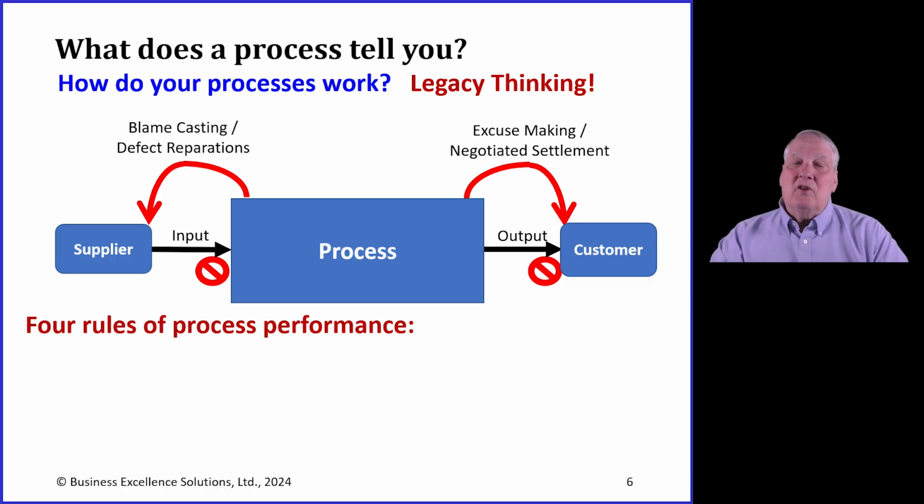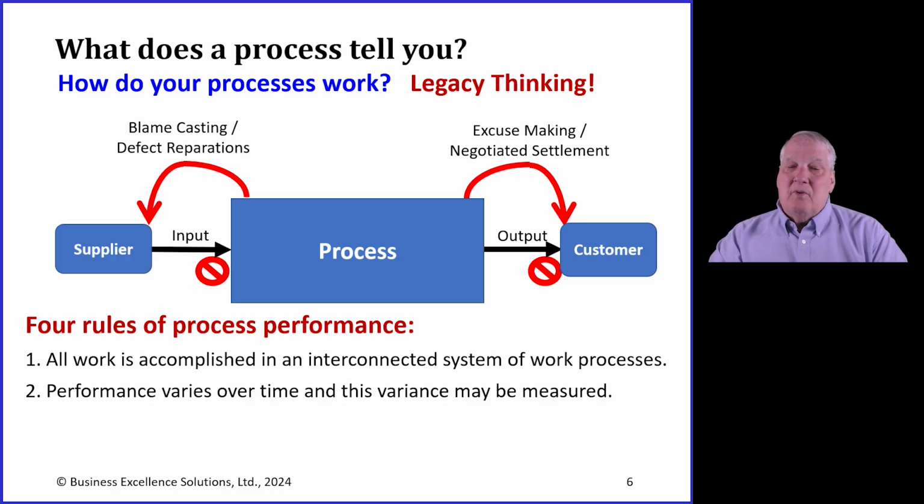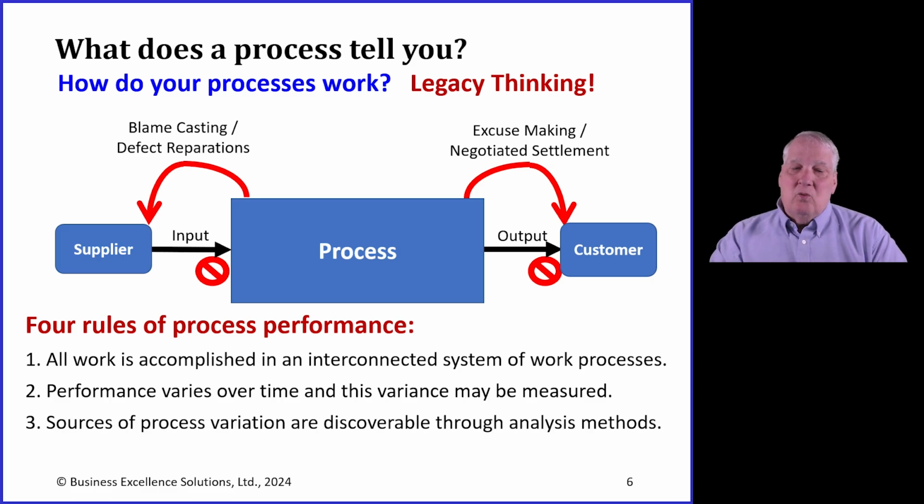system. So there are 4 rules of process performance that we want to apply. First is that all work is accomplished in an interconnected system of work processes. And that means that we can visualize those connectivities, understand them, measure them, and analyze them. Performance varies over time, and this variance may be measured. So we can see the difference in performance as the inputs change, or the materials change, or the information or the people change.